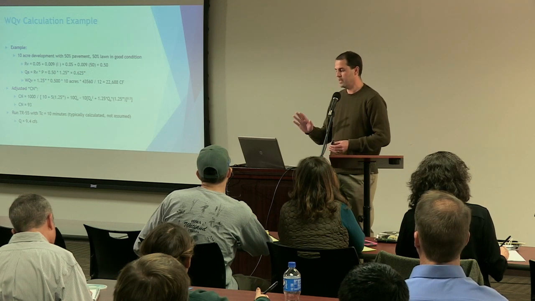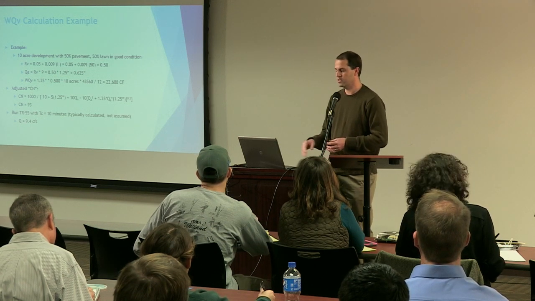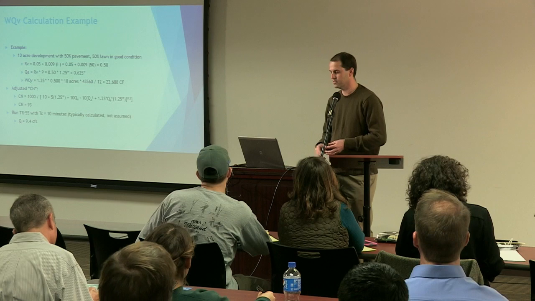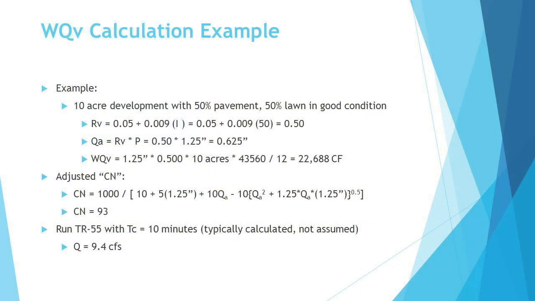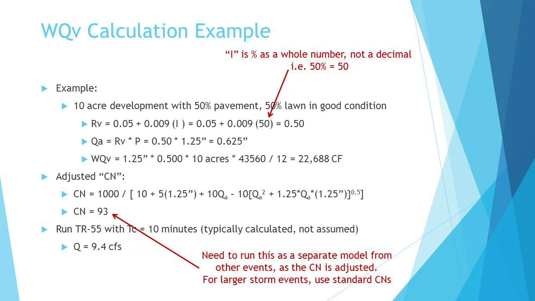So just pay attention if you really think that lawn in good condition is a good assumption in a case like this. You might have to adjust if you're not going to do some of that soil quality restoration. But let's assume that's happened and we're going to go through the procedure. So we've got our runoff coefficient calculation there, which we told the formula before, 0.05 plus 0.009 times I, and I is the whole number. So 50%, again, the whole number 50, calculates out to be 0.50.